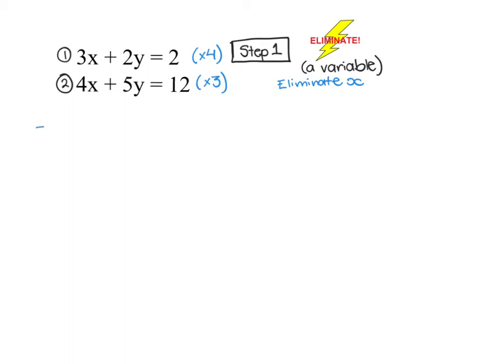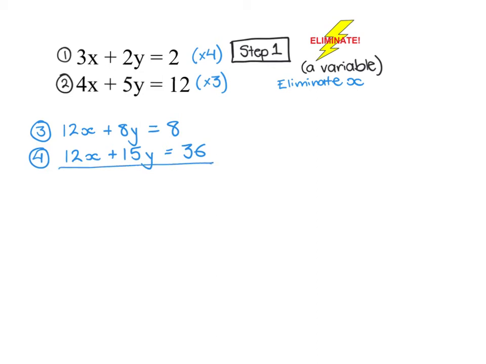Okay, so now I'm going to make this into equation 3, not 1. So 3x times 4 is 12x. 2y times 4 is 8y. And 2 times 4 is 8. So this equation 1 has turned into equation 3. Now let's make a fourth equation. So 4x times 3 is 12x, 5y times 3 is 15y, and 12 times 3 is 36. So equation 2 has turned into equation 4.